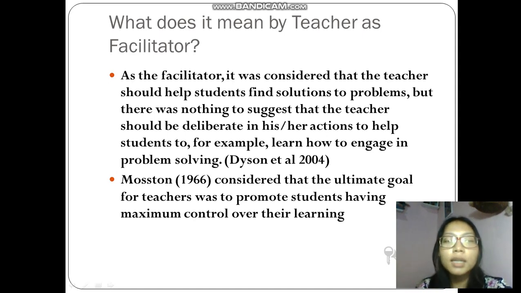Furthermore, Moston 1963 considered that the ultimate goal for the teacher was to promote the students having maximum control over their learning. We can start facilitating the students by letting them ask questions and lead their own inquiry to find answers and solutions, as well as planning for the effective use of technology, so the students have the tools to do the research and innovate their learning.